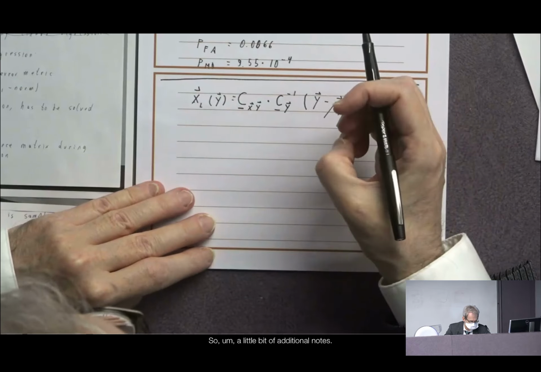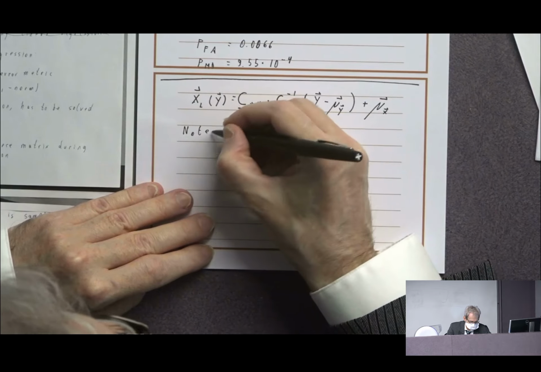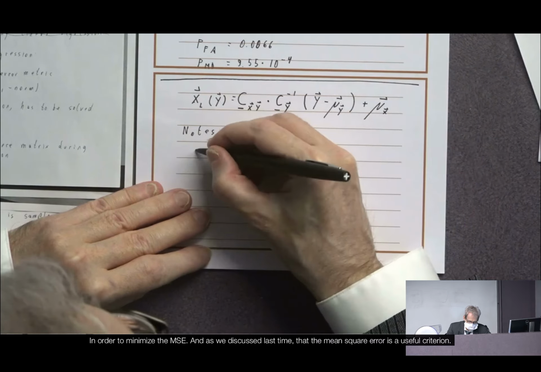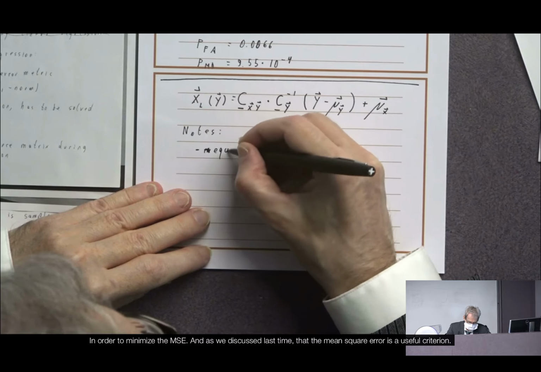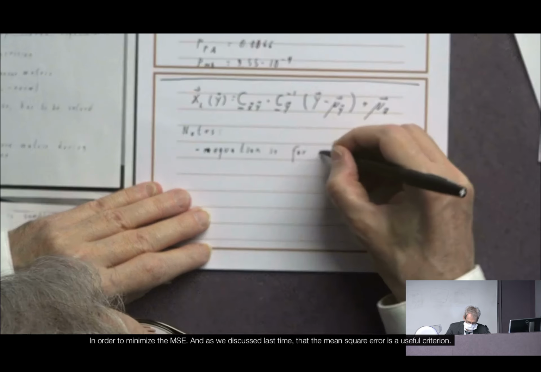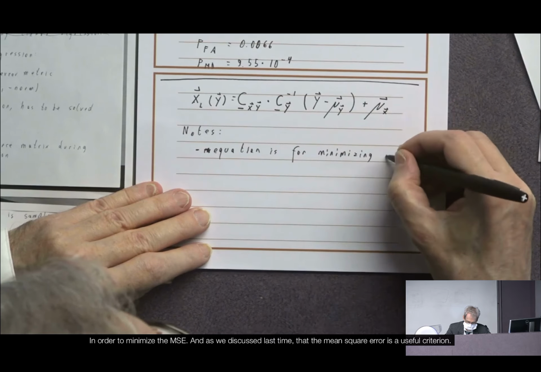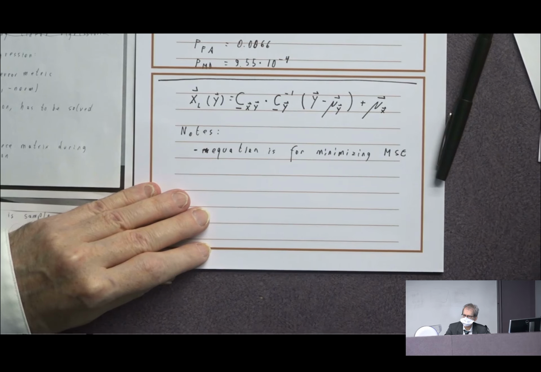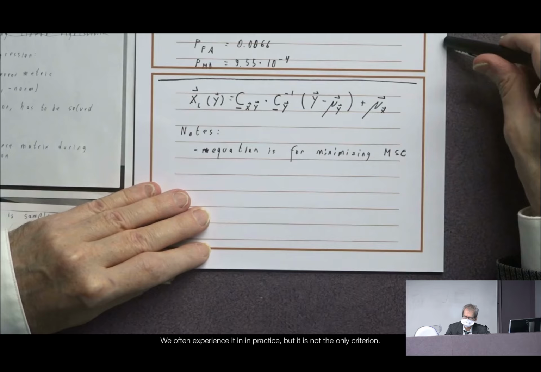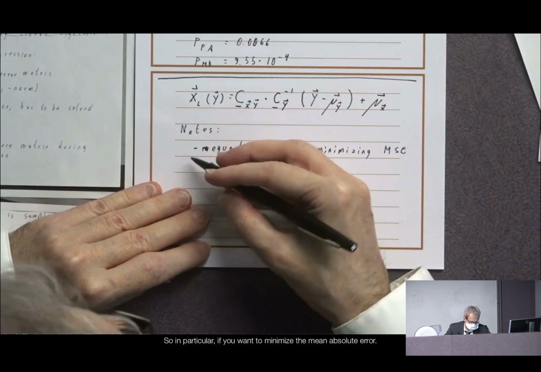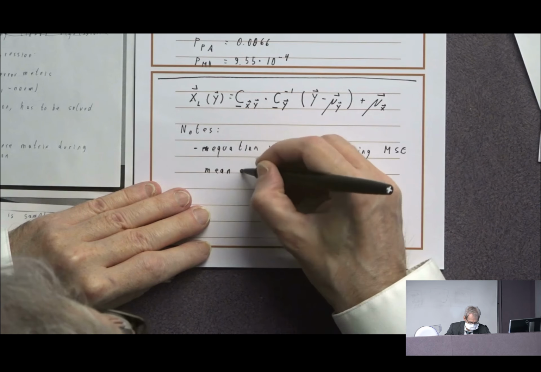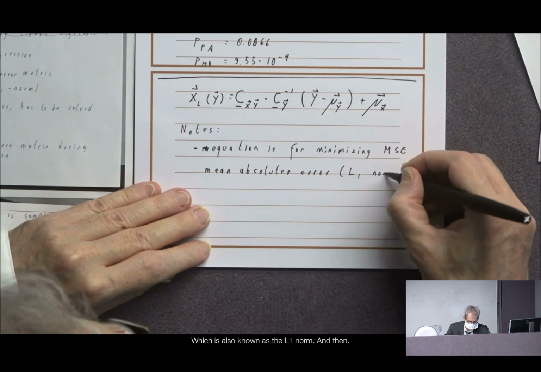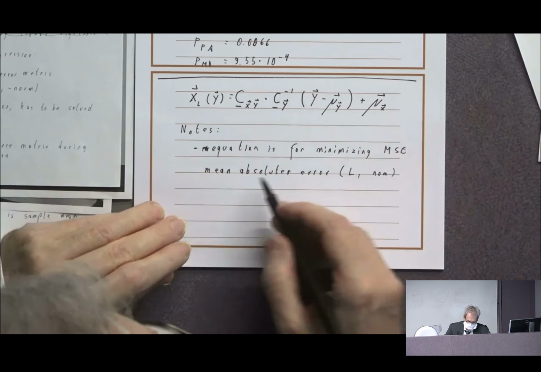A little bit of additional notes. The first one is that all of this was done in order to minimize the MSE. As we discussed last time, the mean square error is a useful criterion. We often experience it in practice, but it is not the only criterion. In particular, if you want to minimize the mean absolute error, which is also known as the L1 norm, you can do that as well.